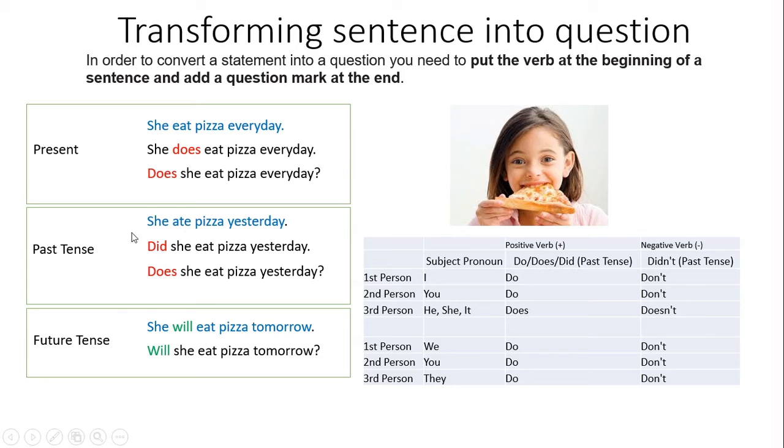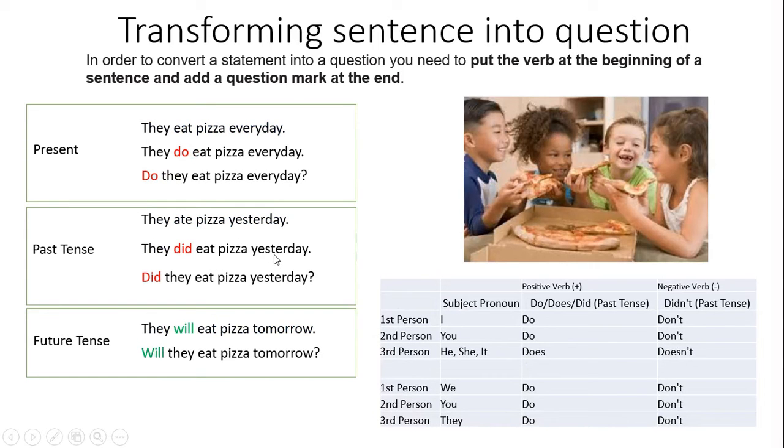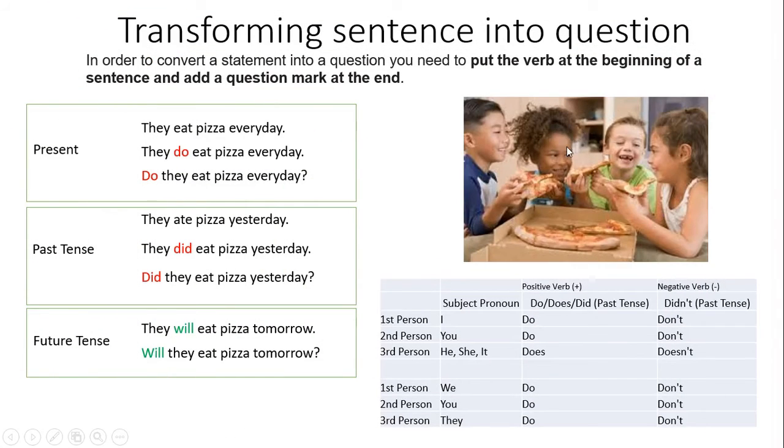Let's go to the past tense. She ate pizza yesterday. Use the word did because it's a past tense. Did she eat pizza yesterday? Oh, no. It's wrong. So let's have another picture.